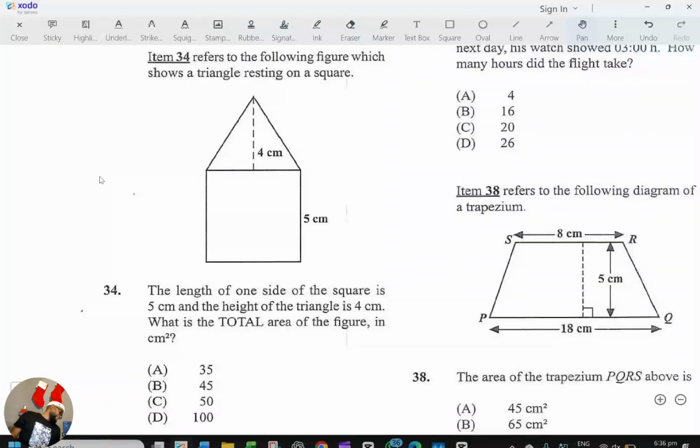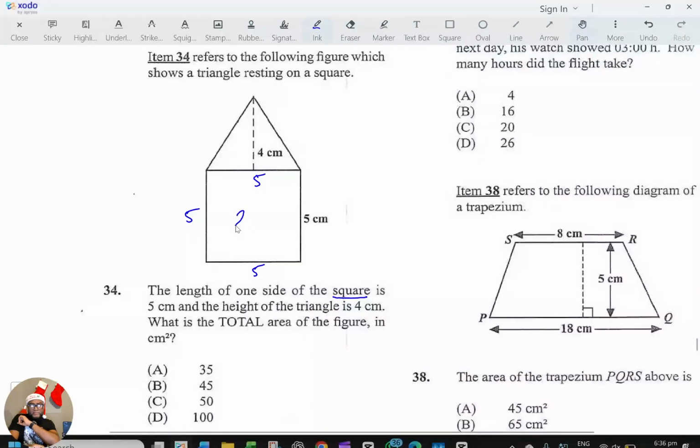So what is the 4 centimeters for? The line in the middle going up? The height. Yeah, that looks like the height. Yeah, correct. Look at what they wrote there. They said the length of one side of the square is 5 centimeters, right? They put the word square here. So if it has 5, all of these sides are 5. Even the base here is 5, right? And they said the height of the triangle is 4. What is the total area of the figure?